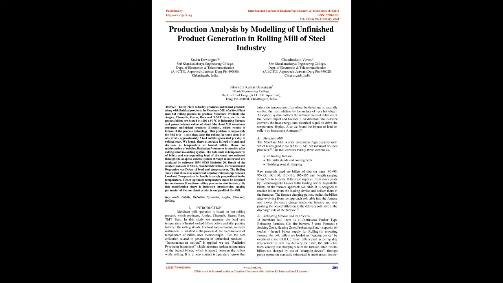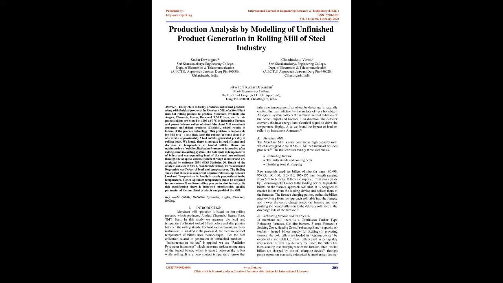Introduction: merchant mill operation is based on the hot rolling process, which produces angles, channels, beams, bars, TMT bars. In this study we measure the load and temperature of heated soaked billets before and after passing between the rolling stands. For load measurement, an ammeter instrument is installed in the process, and for measurement of temperature of billets a thermocouple is used. For the data collection related to generation of unfinished products, the instrumentation method is applied.